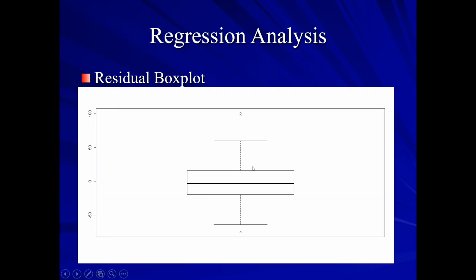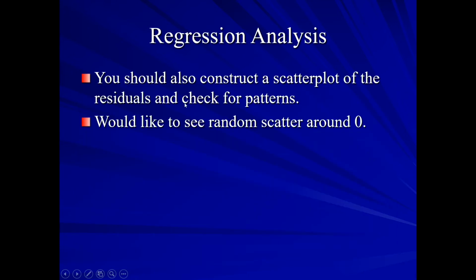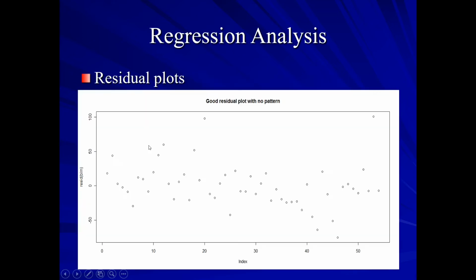Notice, here's the box plot of the residuals, and I've got several outliers up here. I've got several outliers down here. So clearly this residual box plot has outliers. But we should also construct a scatter plot of the residuals and check for patterns. We'd like to see random scatter around 0. Here, I've got a good residual plot. There's no pattern. I've got random scatter around 0.